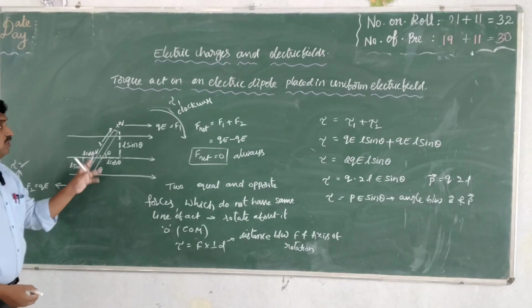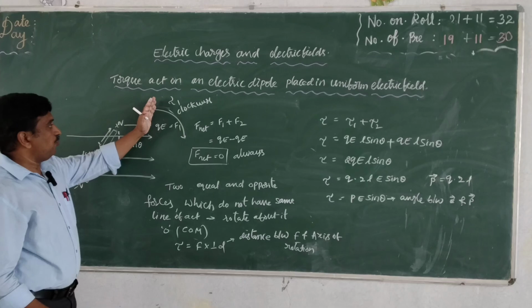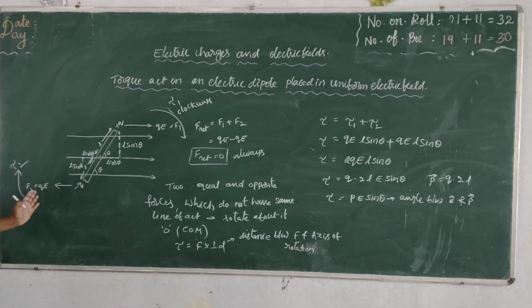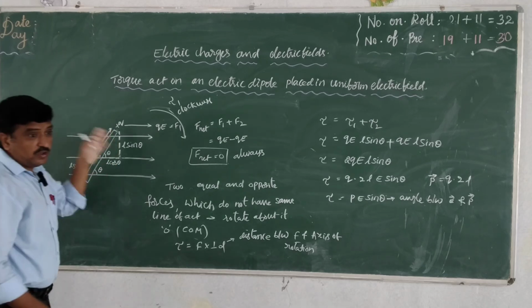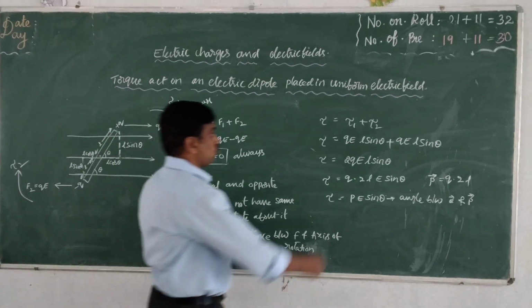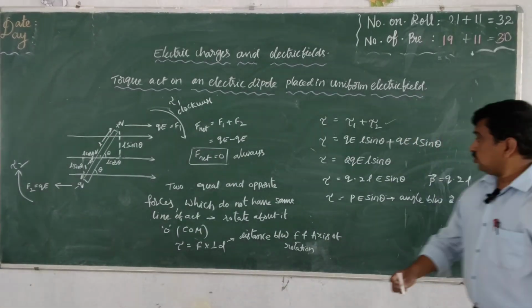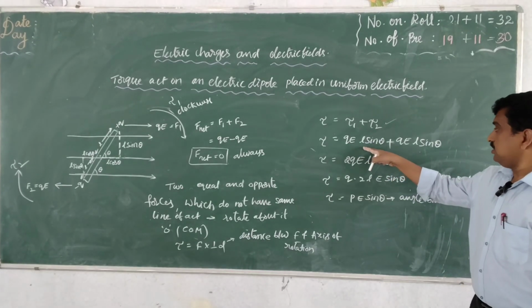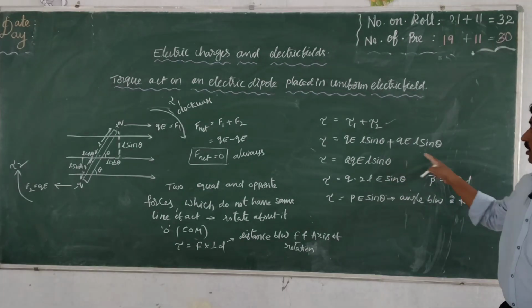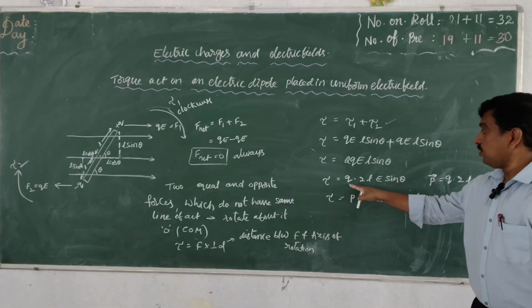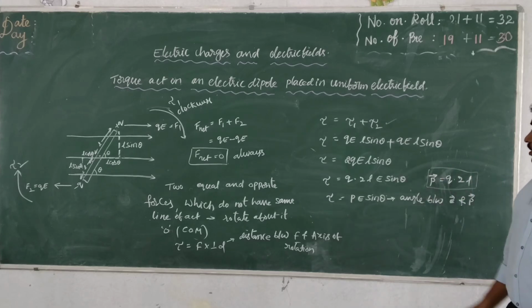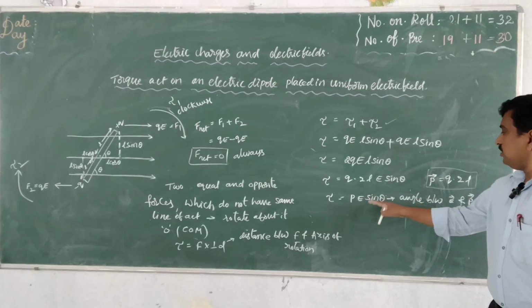In this case, torque acts upward on one charge, tau 1, and on minus q the torque is tau 2. Both are in the clockwise direction, so we can add them. The total torque is tau 1 plus tau 2. Tau 1 is force QE times the perpendicular distance L sin theta, so QE L sin theta. Adding both gives QE L sin theta plus QE L sin theta, which is Q into 2L, the dipole moment, times E sin theta. So the torque is P E sin theta.